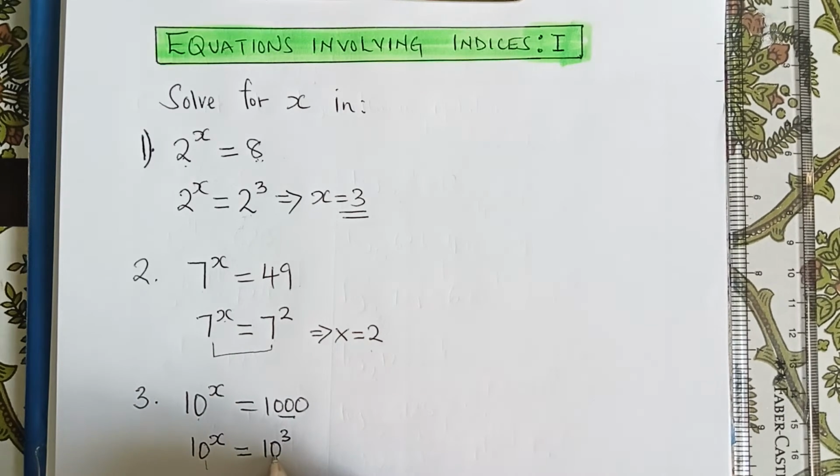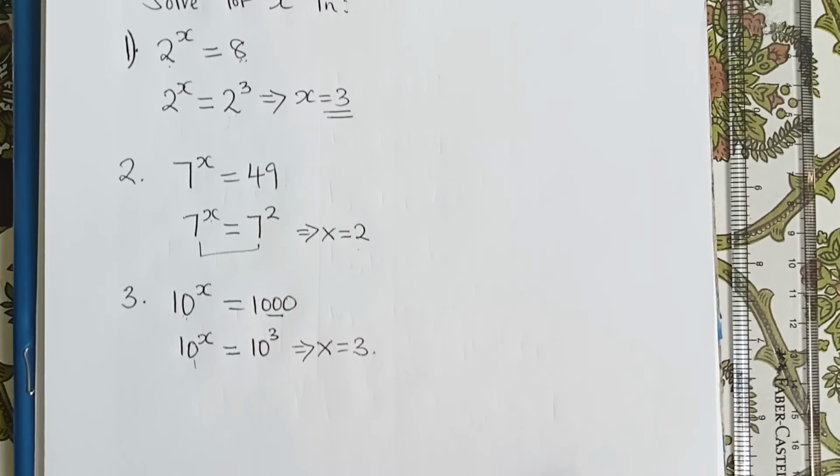Because we have the same base over here, this implies that x is 3. Therefore, 10 raised to power 3 is 1000. Example number 4.